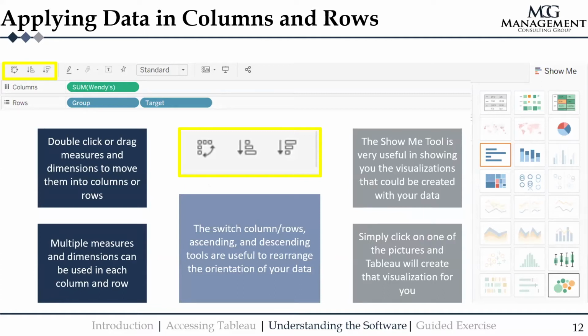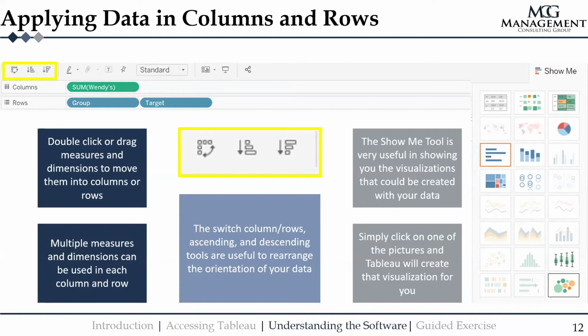The tool that's above the columns and rows is pretty helpful. So that first button right over here, it's a transpose tool. It automatically moves whatever's in your columns into your rows and what's in your rows into your columns. And then the two other buttons are ascending and descending. So when you have your graphs in place, they'll make it organized so they go from lowest values up to highest values.